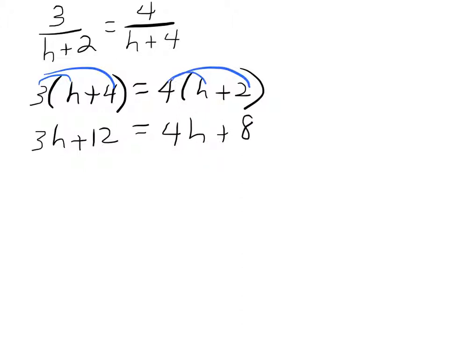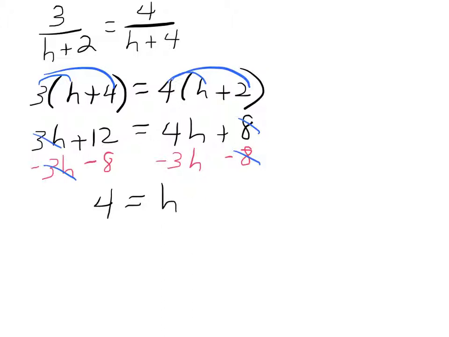In this line now I need to get all my h's to one side. So I'm going to subtract 3h from both sides. And while I'm at it, I'm going to go ahead and get rid of the 8 and subtract it from both sides. So now my 3h's cancel. Over on this side my 8's cancel. So on the left hand side, 12 minus 8 is 4, is equal to 4h minus 3h, which is just 1h.